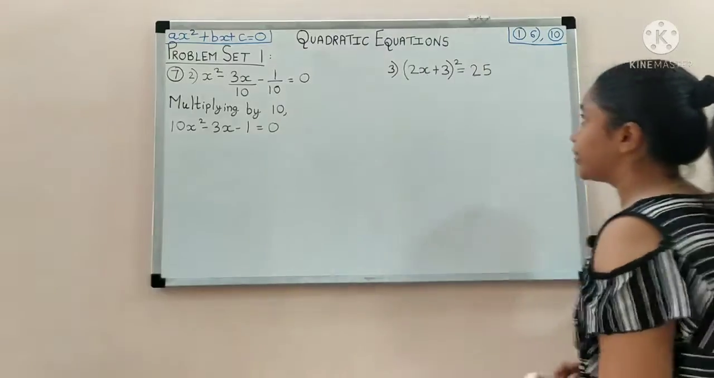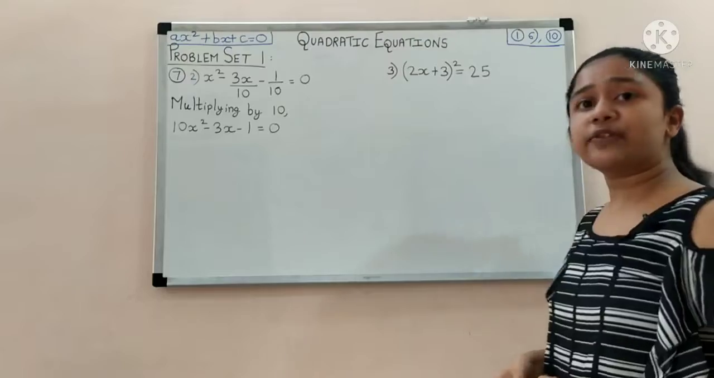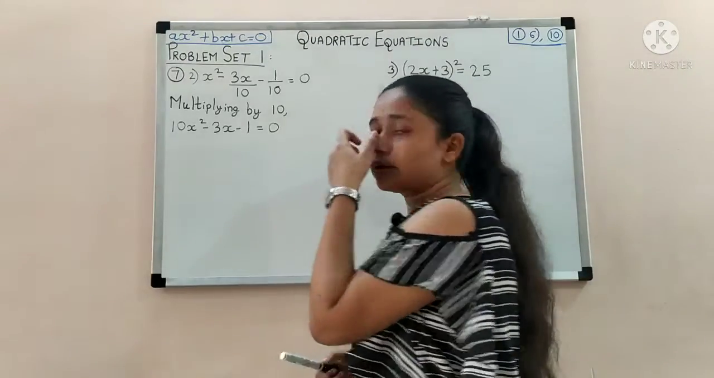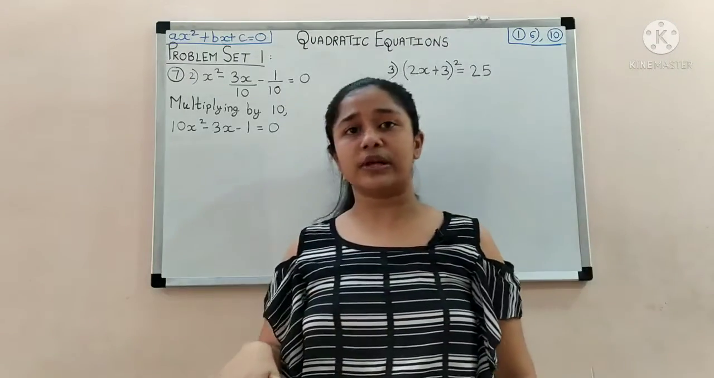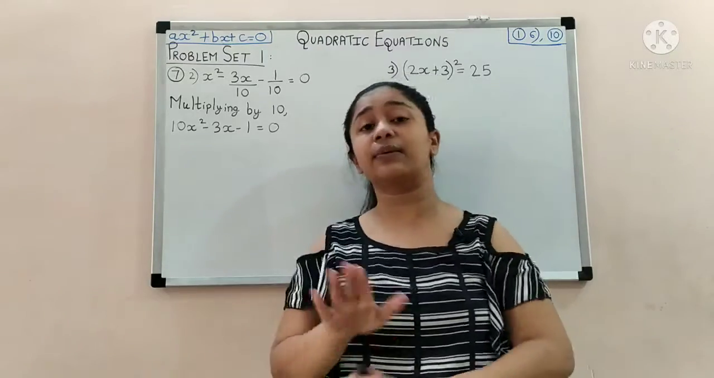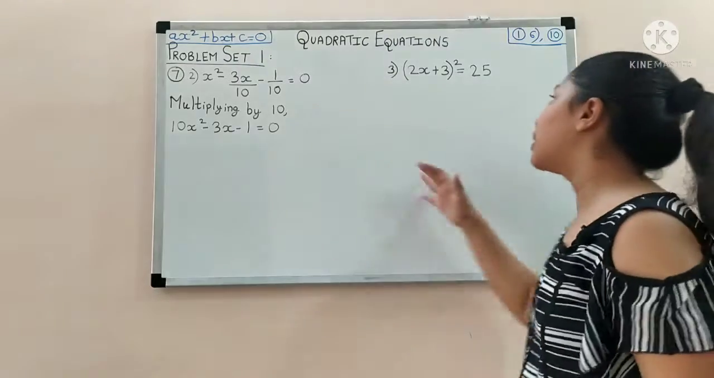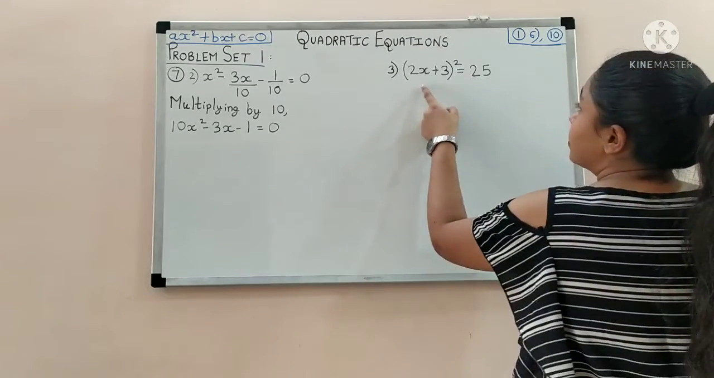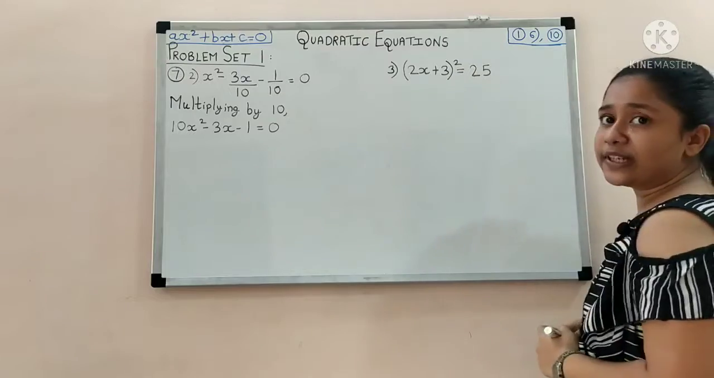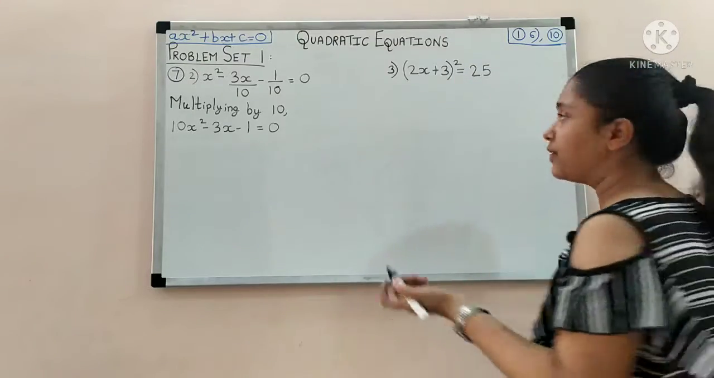Now come to the next question. It says 2x plus 3 the whole square is equals to 25. One more thing, if you ever have a problem finding factors in any of the sums, you can go with the formula method also, because the answer you get there will be accurate, provided that you solve everything properly. So now come to this. It says 2x plus 3 the whole square is equals to 25. So this bracket is a plus b the whole square. So first we'll have to simplify it.